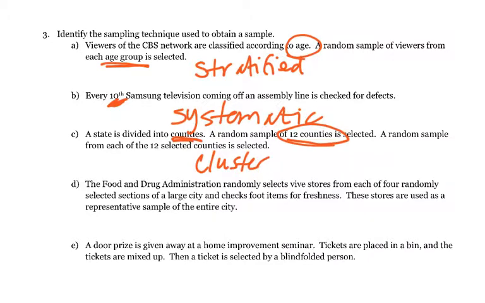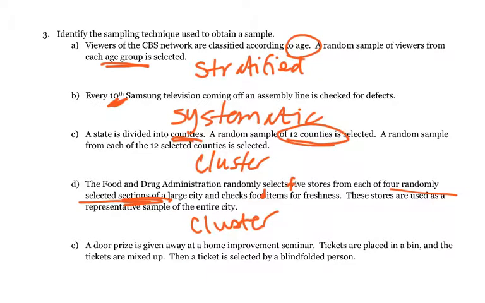Next we have the Food and Drug Administration randomly selects 5 stores from each of 4 randomly selected sections of a large city and checks food items for freshness. These stores are used as a representative sample of the entire city. So we have 5 stores from 4 randomly selected sections of a large city. Essentially, the city is broken into 4 pieces, and they pick 5 stores from each of the 4 sections of the large city. That is an example of cluster sampling.